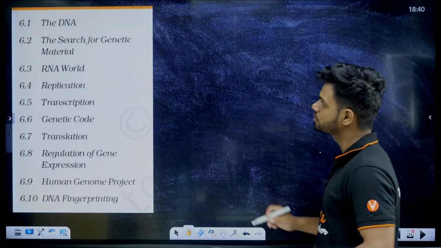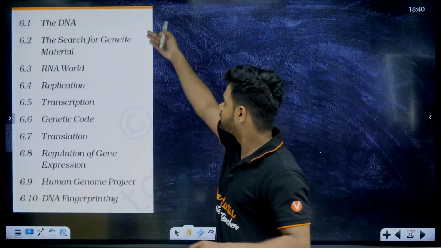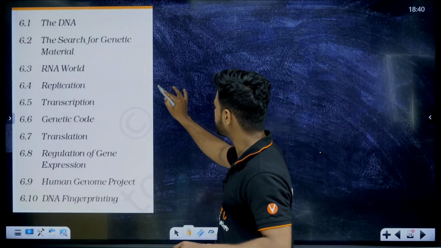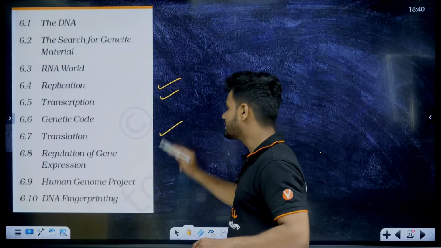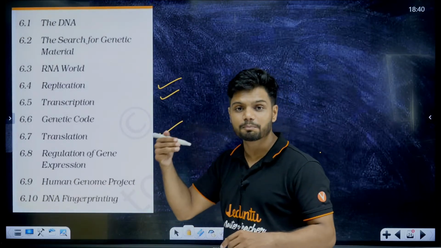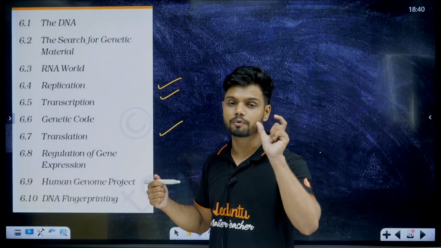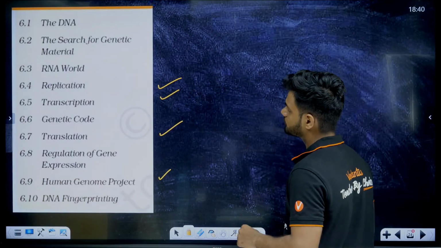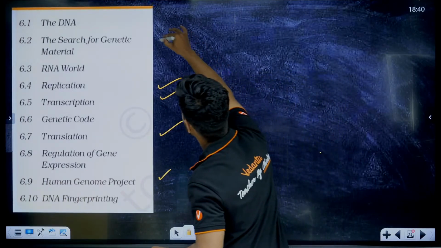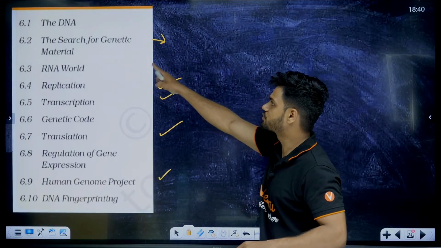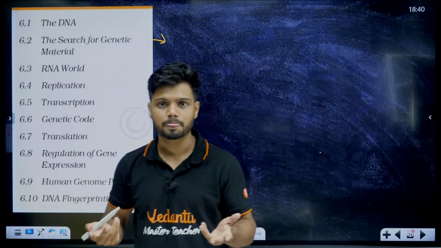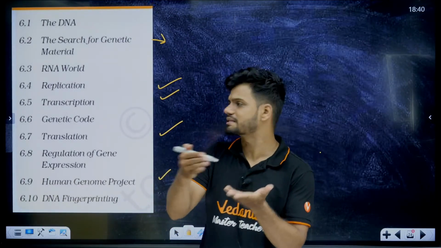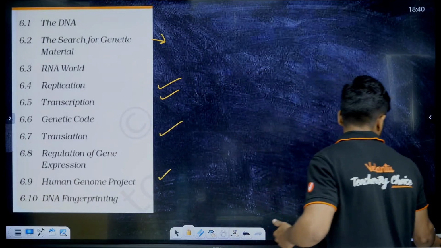Now apart from this, I'll be teaching you, hopefully, the entire molecular basis, where the main questions have come from replication, transcription and translation. These three topics are going to be very important for you to understand, and we will learn with the help of a lot of diagrams, as well as the Human Genome Project. And here we will learn a lot of scientists and their work: search for genetic material, Griffith experiment, Hershey and Chase experiment, Meselson and Stahl experiment. All those experiments come under search of genetic material, right?